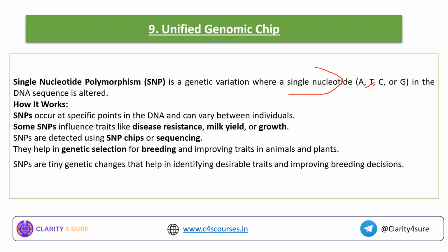Okay, this is how this is applied to identifying the genomic potential of a particular cattle or particular breed. So this is about this unified genomic chip.